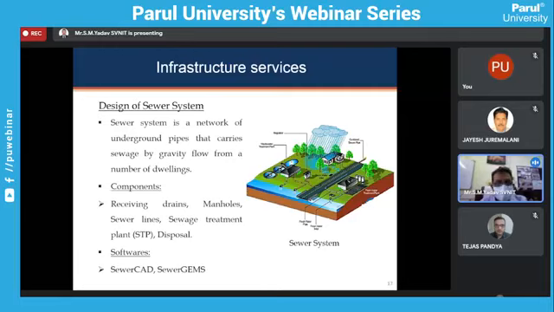What are the softwares used for design of sewerage systems? So SewerCAD and SewerGEMS. Again, I'll repeat that the software names which I am presenting here are only for the purpose of information.